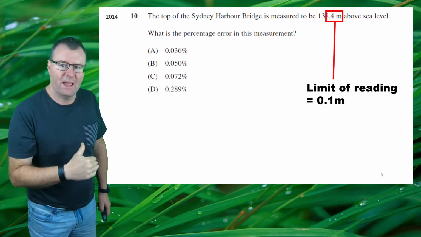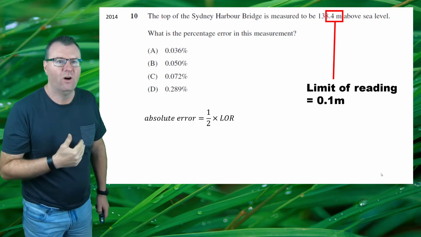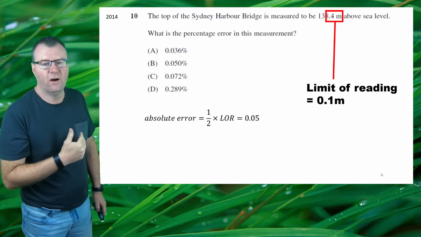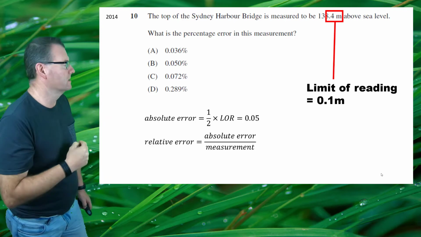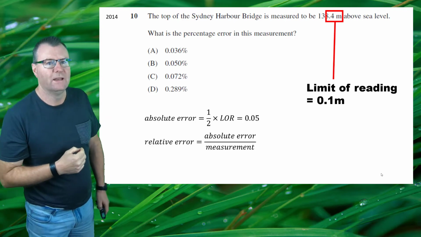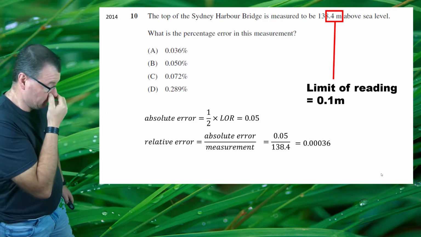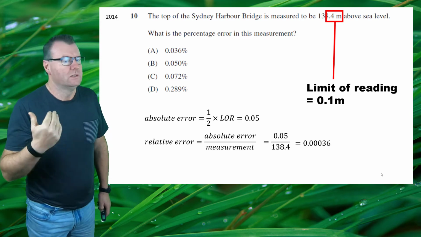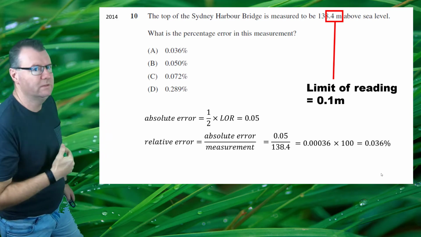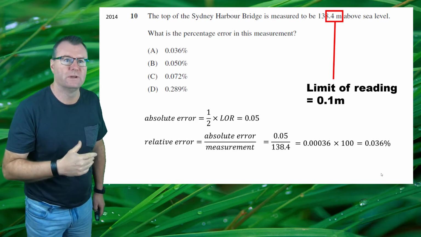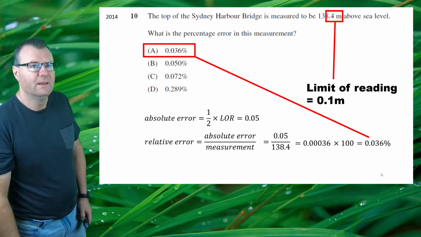So I take that to get my absolute error. I just halve it, and I've got an absolute error of 0.05 of a metre. Take that now, divide it by the measurement, just like we did in the previous question, and I get a decimal value of 0.00036. All right, so far so good. Just like we did in the last question, all that's left to do to convert that to a percentage is multiply it by 100, and I get 0.036%. The answer being A.